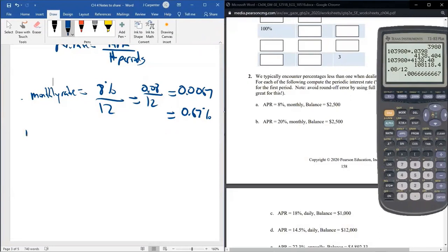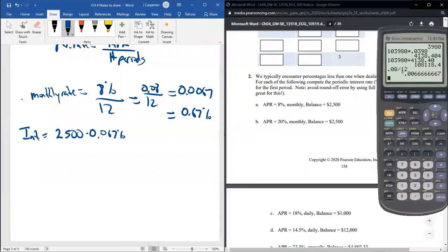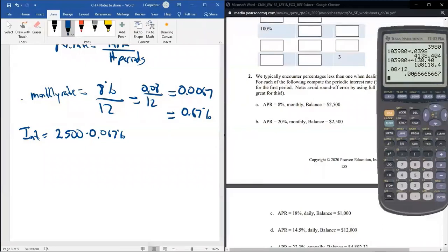So that means that our interest amount will be the periodic rate times the balance. So our balance is $2,500, and we're going to multiply that by our periodic rate of 0.67%, which again is just the 0.0067. But I'm not going to write 0.0067. In this calculator, this has it stored as 0.006666666, and it displayed the 7 as rounded, but it still has the 6s going forever and ever and ever.